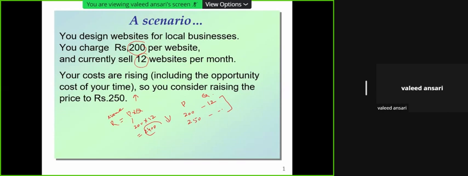For instance, if demand is elastic and you increase the price, then total revenue may fall. If demand is inelastic and you increase the price, revenue may increase. If demand is unitary elastic, then there will not be any impact on revenue. So let us try to understand these things one by one, what I mean by this.